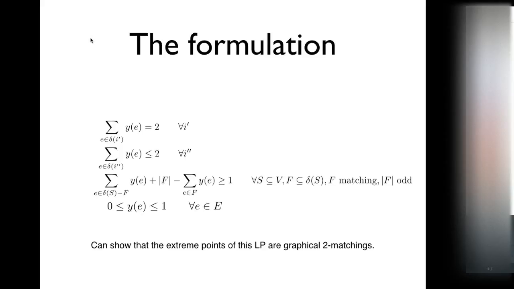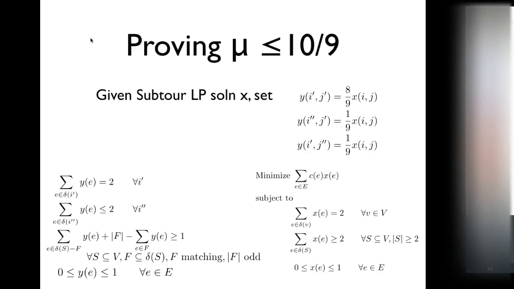So now how do I get from there to proving that the upper bound is 10/9? Well, I play exactly the same trick that we did previously when we were talking about proving Christofides' algorithm. I'm just going to take a solution from the Subtour LP and construct from that a feasible solution here that has cost at most 10/9 of what this solution costs. And we do it in the following way. So suppose I'm given a solution X. Let's take a look at one particular edge ij.